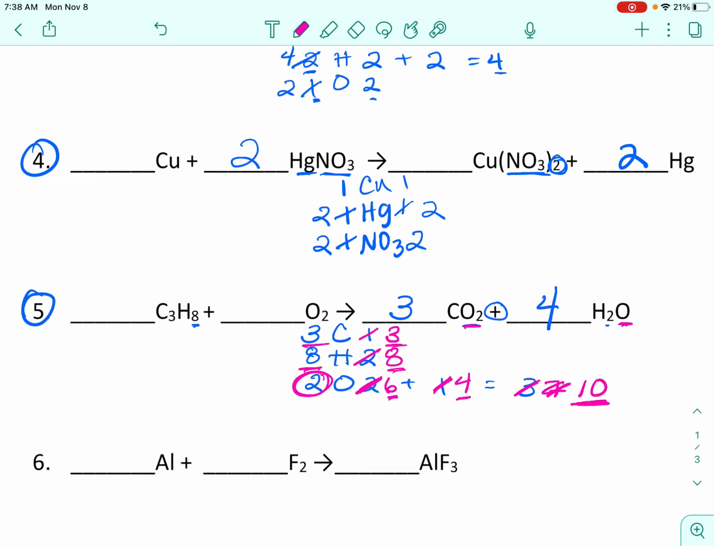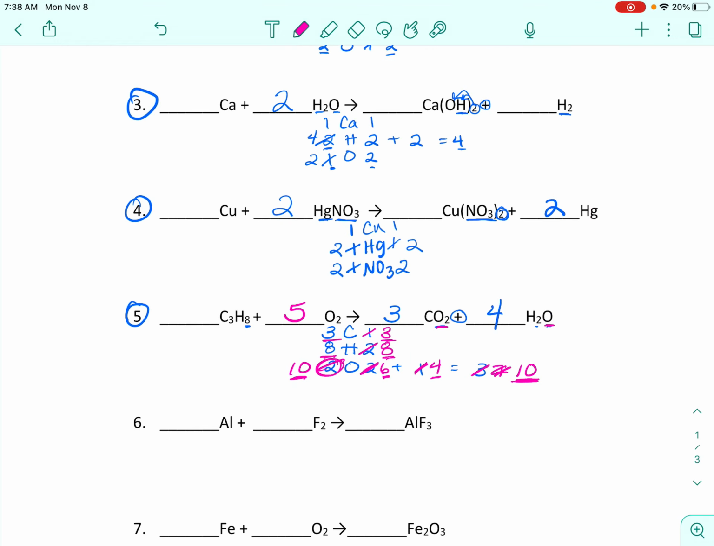So how can I make 2 into 10? I need to multiply it by 5. So if I put a 5 there, that changes that to 10. 5 times 2 is 10. And now everything is balanced.